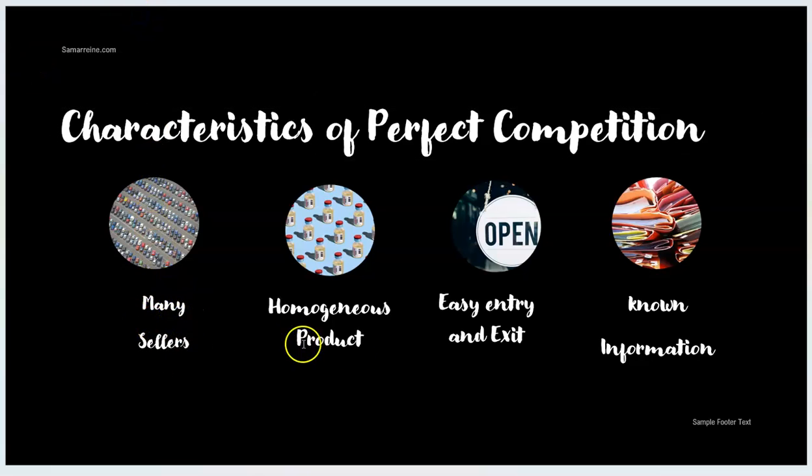Many sellers, homogeneous product, easy entry and exit, and there's plenty of information. So let's look at the first one, many sellers. What does that mean? They are so numerous that they can't really stop and study each other thoroughly. You try to stay very close to what the competition is doing, but the market gives you all the information you need as a seller and as a buyer. Many sellers, that's why I have many cars. This reminds me of an airport.